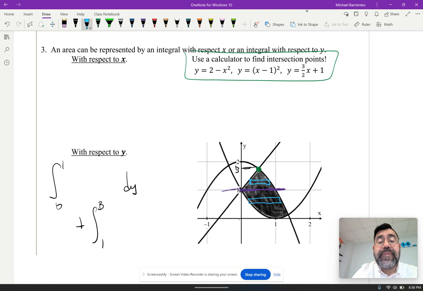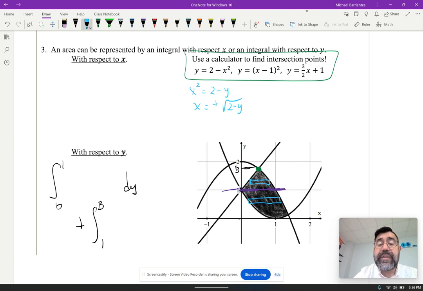So let's see. Solve for y. I'm going to add the x squared to one side. I'm going to subtract the y to the other side, and I get this. And then I'm going to take the square root. So x equals positive or negative square root of 2 minus y. But I want the positive part, where x's are positive. So that means I don't need to worry about the negative part. So this is just positive there.